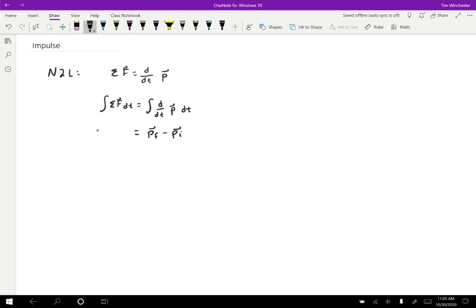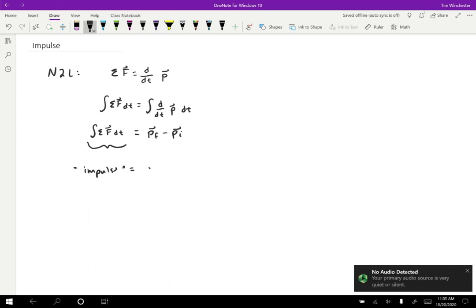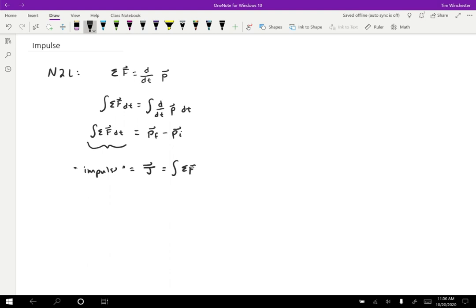On the left-hand side, I have this integral of the net force with respect to time. The thing on the left, we give a name to. This quantity is useful enough that it gets its own name, and we call this the impulse. The impulse, which has a variable capital J vector, because it's a vector, is the integral of a force. The integral of a vector gives us a vector. It's just, again, the integral of the net force with respect to time. It's equal to the final momentum minus the initial momentum, or just the change in momentum.